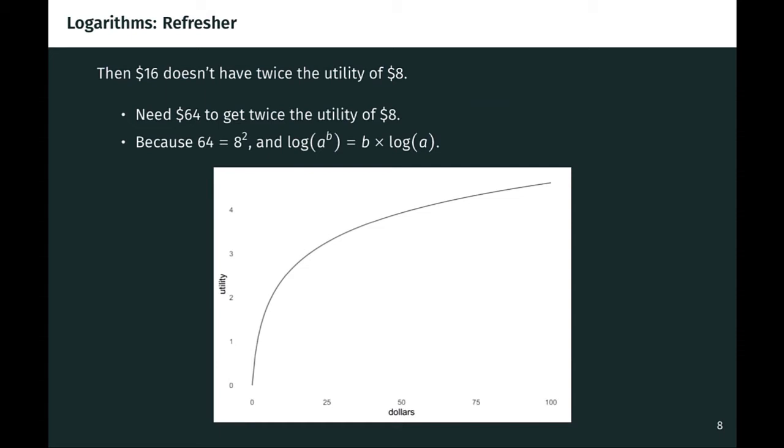And that's because logarithms have the general property that the logarithm of a to the b is b times the logarithm of a. In other words, the logarithm of 8 squared, which is 64, is equal to 2 times the logarithm of 8. So that would mean that the utility of $64 is twice the utility of $8.